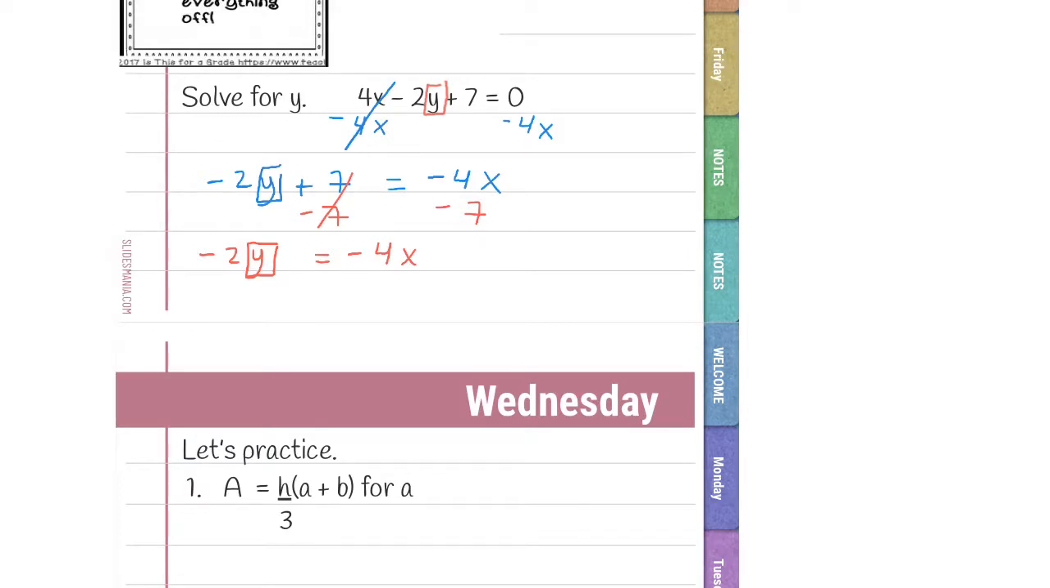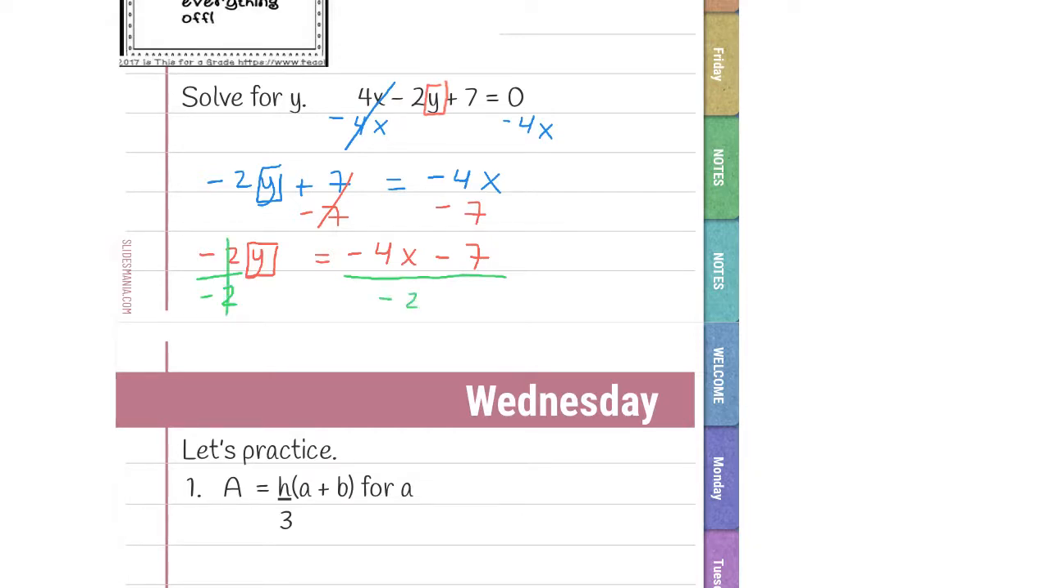And then I can write down my minus 7. Now, the only thing I need to get rid of now is that negative 2 that is connected to the y, right? So what's the operation being used there? Well, that is negative 2 times y. So that means that I'm multiplying. How do I undo multiplication? By division. Make sure you divide by that negative 2. Don't forget about your negative, okay?